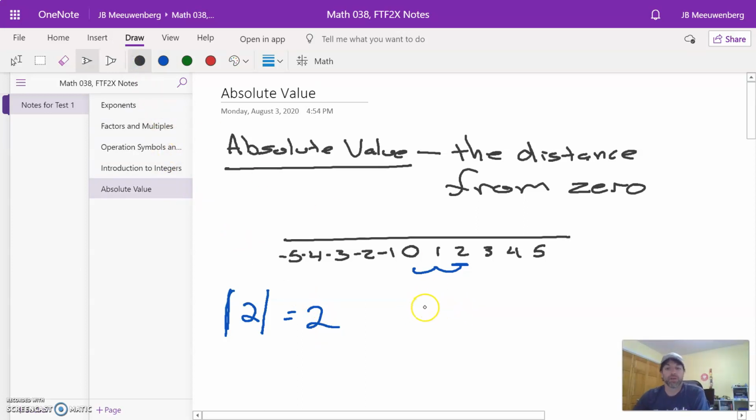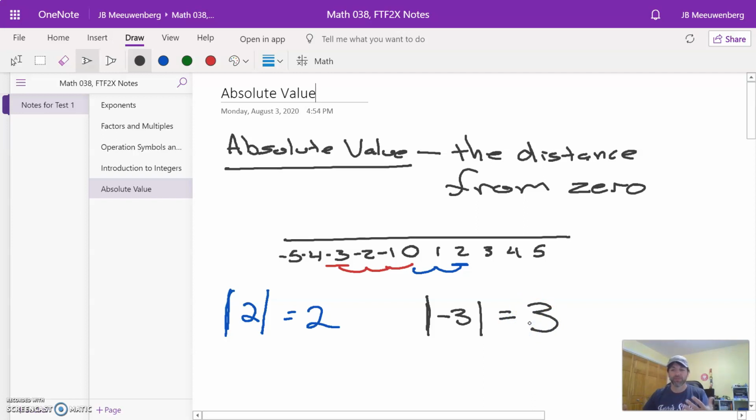I could ask you the absolute value of -3. Right? So we put the two vertical bars, means take the absolute value of -3. Well, where's -3? It's over here. And how far is it from 0? 1, 2, 3. The absolute value of -3 is 3.